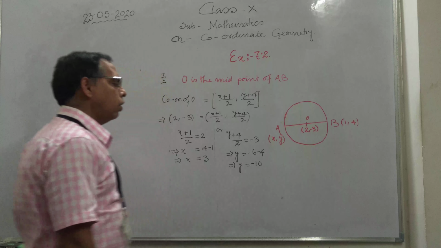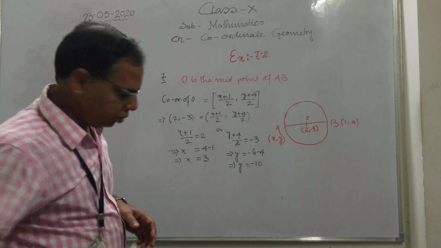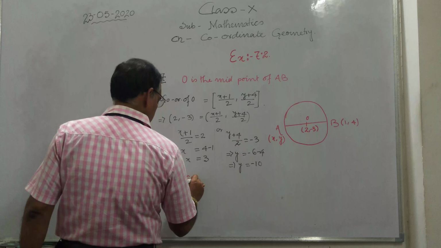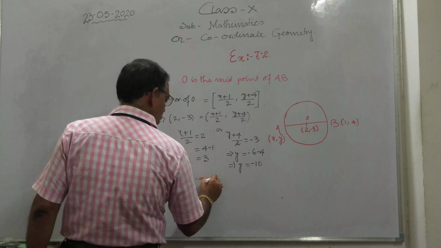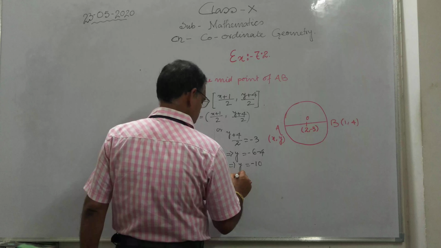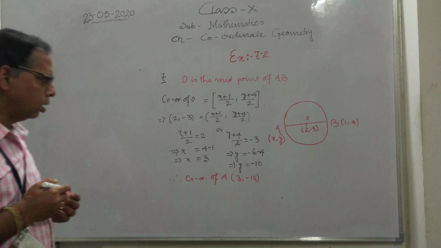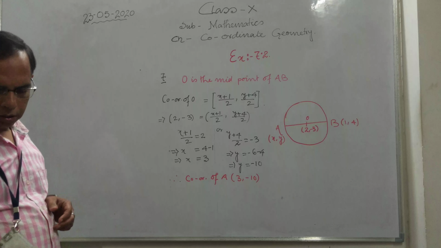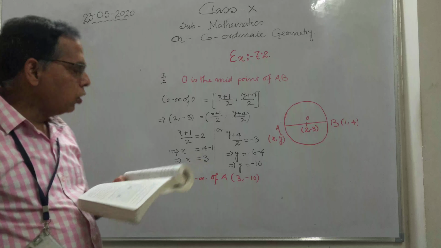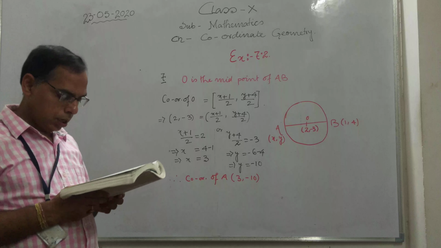So what is the coordinate of A? Therefore, coordinate of A is 3, minus 10. Okay? So this is the solution of question number 7. Now my dear students, now you see question number 8.